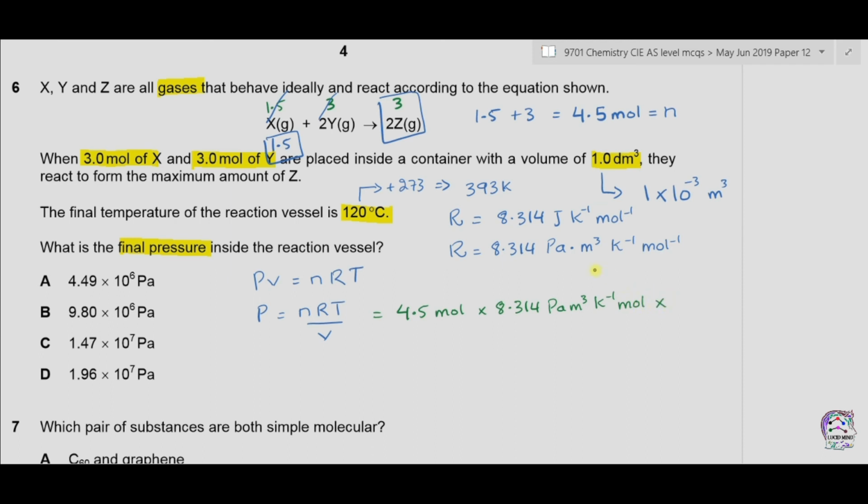The temperature is 393 Kelvin. The volume of the gas is 1 × 10^-3 meter cube. Now just cancelling out the units, we have mole, per Kelvin, Kelvin, meter cube with meter cube. So only Pascals is left. Now the pressure comes out to be 1.47 × 10^7 Pascals. So therefore, the correct option is C.